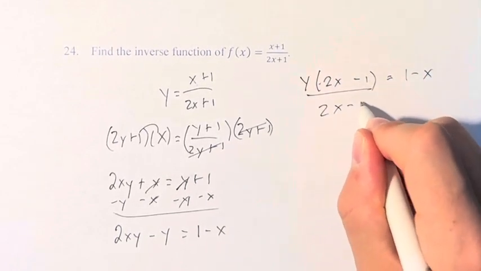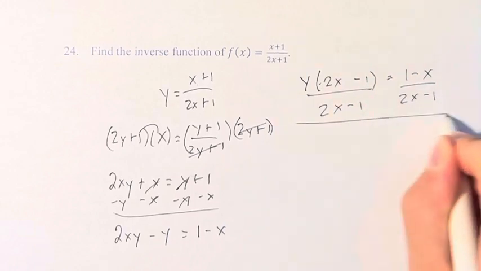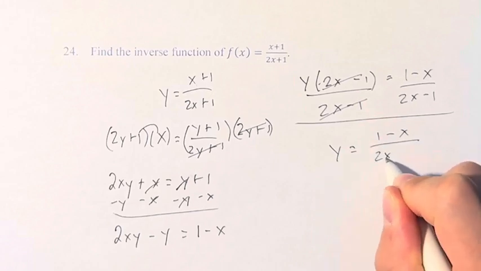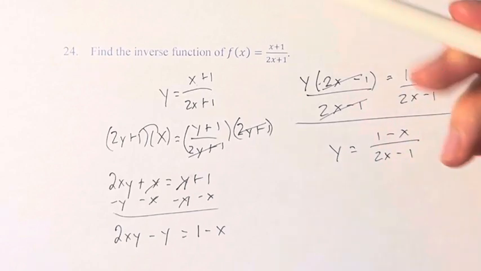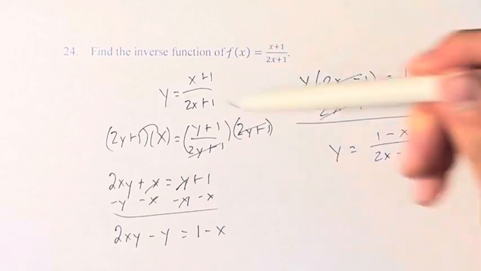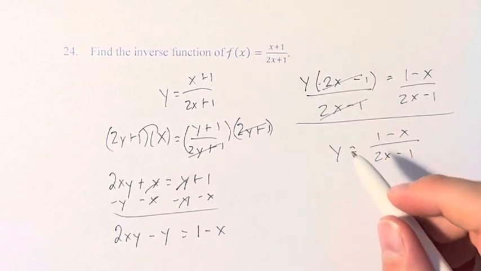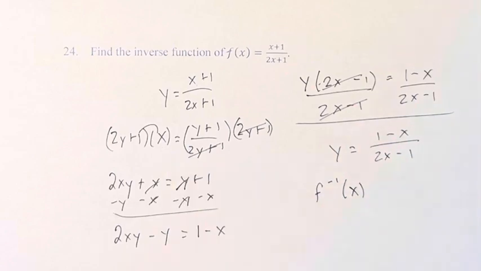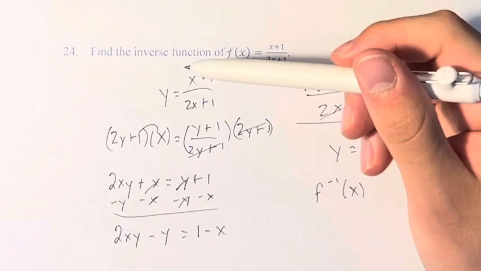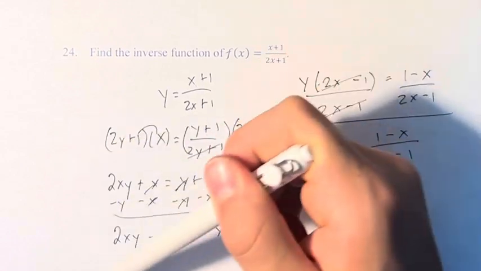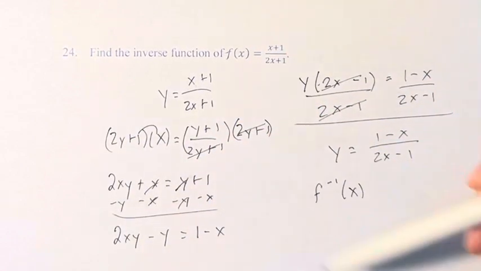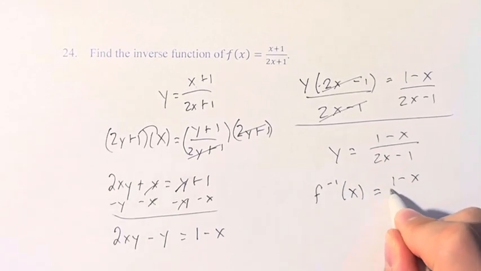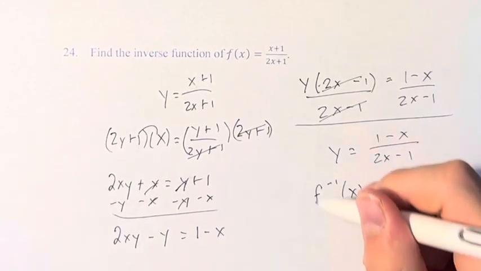Can divide by 2x minus 1. These cancel, and we're left with y is equal to 1 minus x over 2x minus 1. And now remember we turned f of x into y, so we have to turn it back into f of x, except it's not f of x, it's now the inverse function because we swapped x and y. Right? I could have written f inverse of x every time wherever we had a y here, but just keeping it as y is a little bit easier. But the inverse function of f is equal to 1 minus x over 2x minus 1.